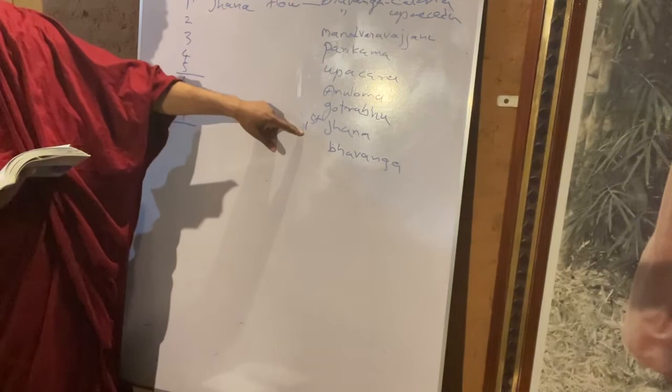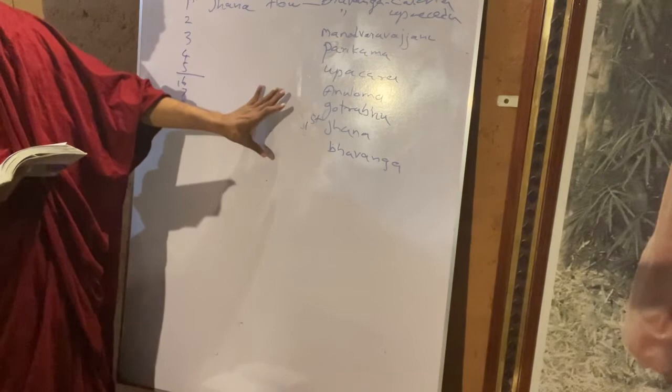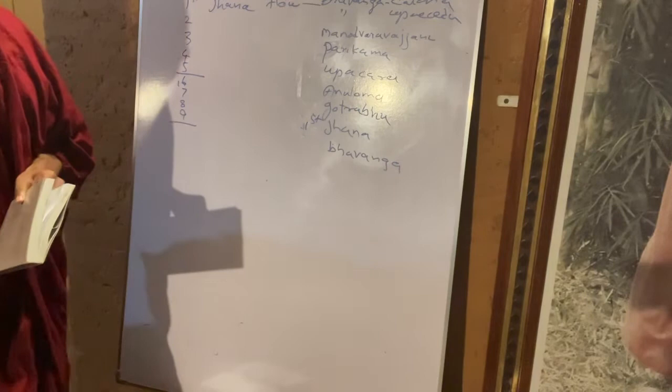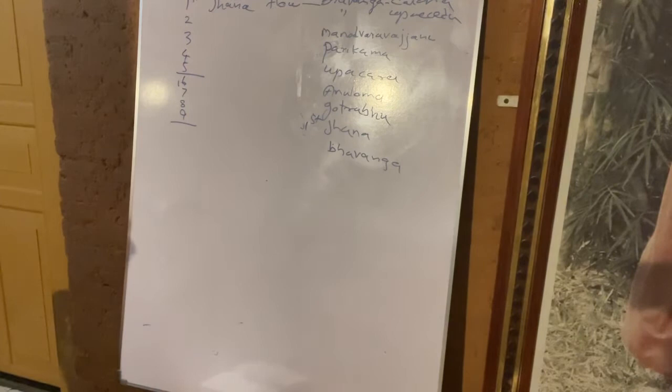Once you have mastery over the jhana, then there are other flows. We call it samapajjana vithi. Samapajjana means you are dwelling in that jhana. Flows that show the dwelling in the jhana. The problem is that it is difficult to find words for these two.